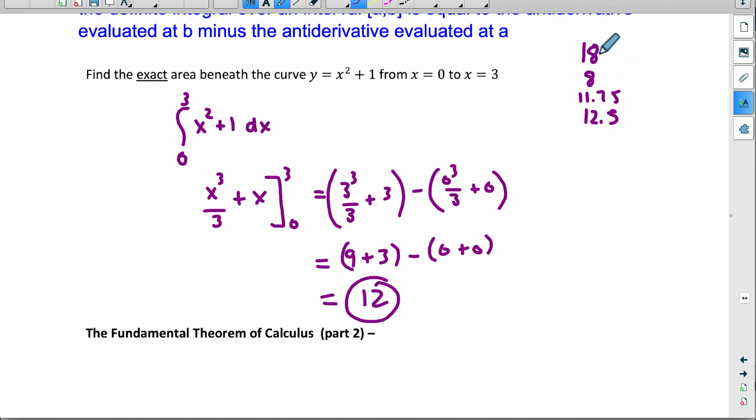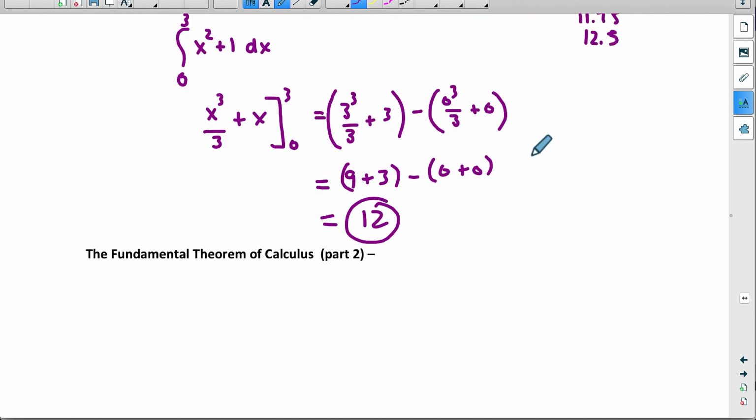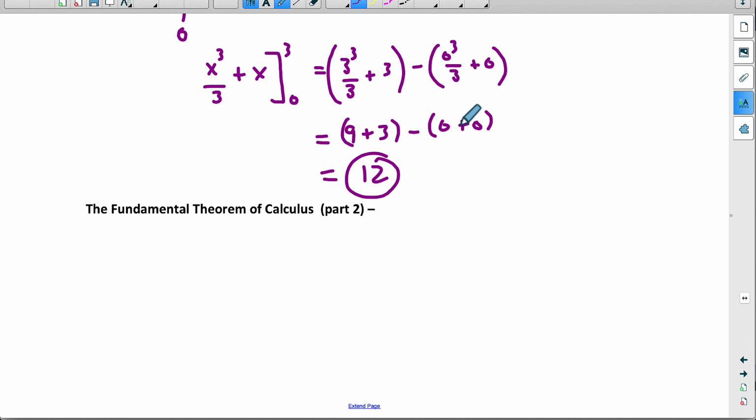Were we close? Well, 18 and 8 weren't great. The midpoint with 11.75 was actually the best of the rectangles. Trapezoids are pretty good. But this is the exact answer, and we found it so quickly. No drawing rectangles. No doing all this sigma notation stuff. I love this. It's one of my favorite things in calculus.